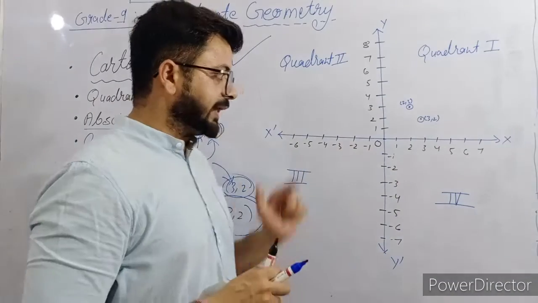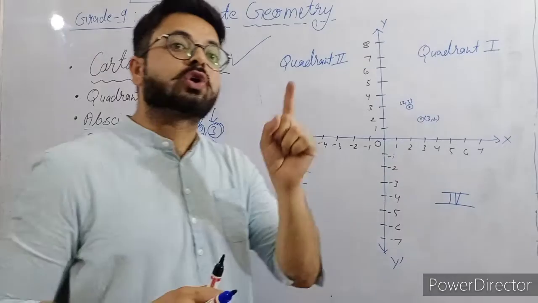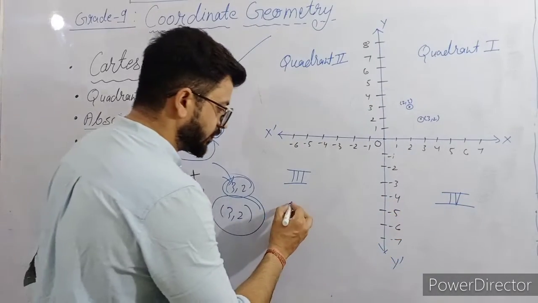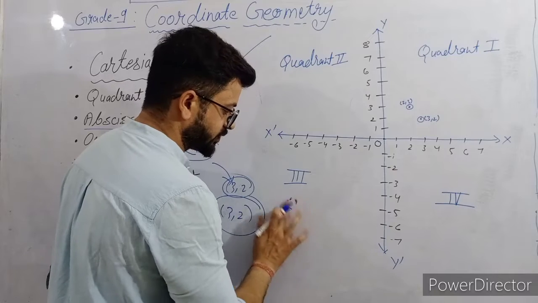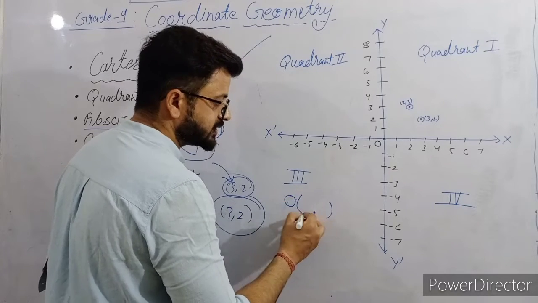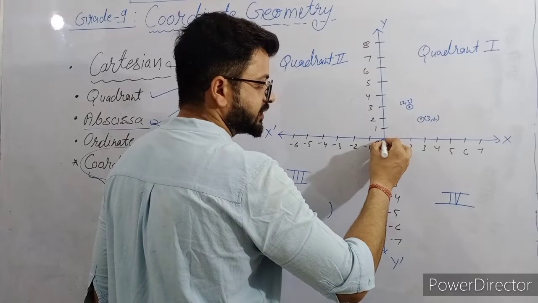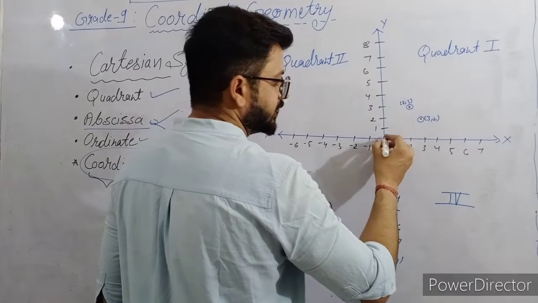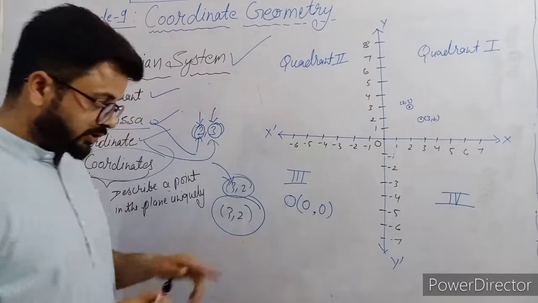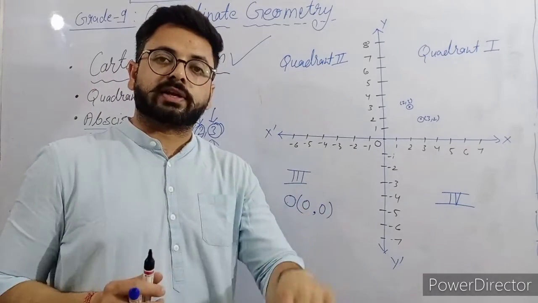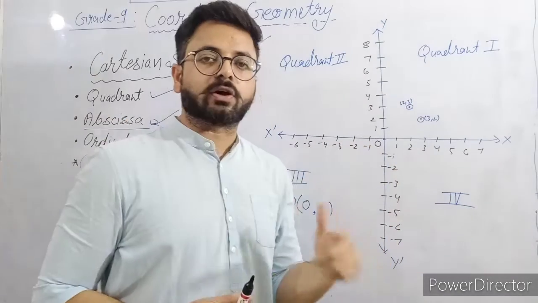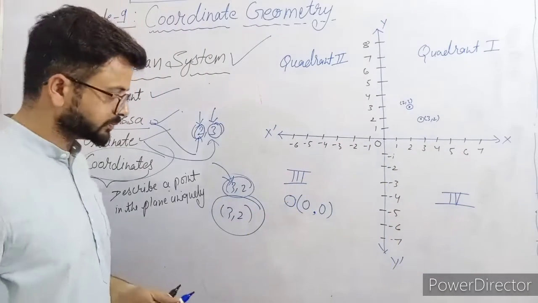Here this is the origin. Now can you tell me the coordinate of the origin? Origin is O. The coordinate means how much we are going on the abscissa and how much we are going on the ordinate. So 0, 0 is the coordinate of the origin.